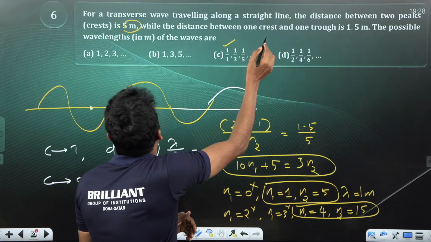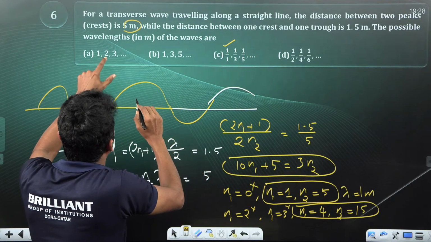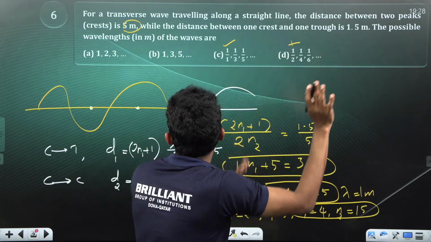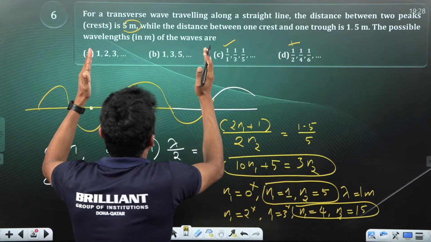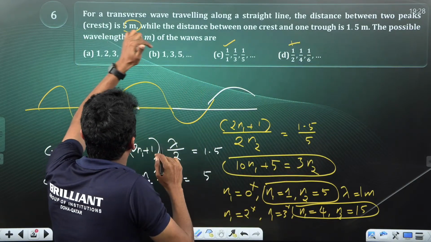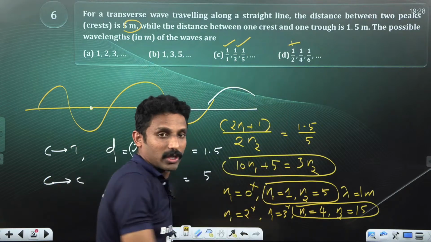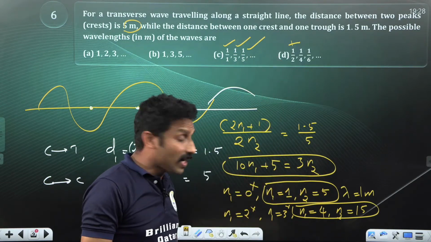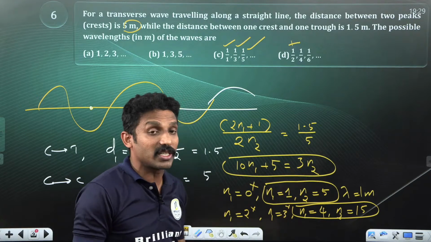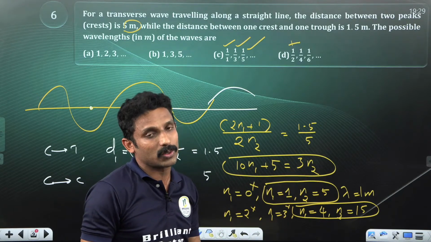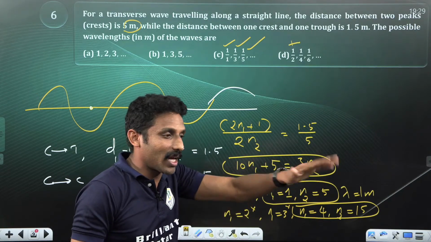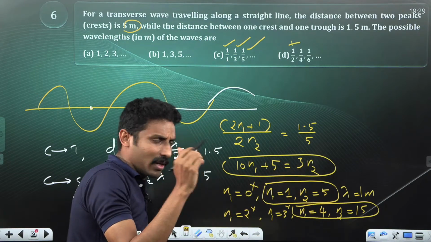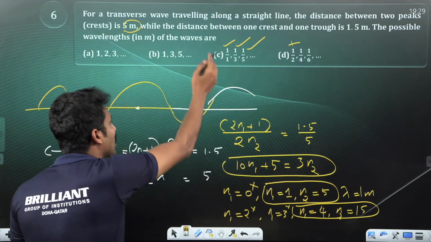The first one is 1, okay, then the second one is not 2, not 3, it is 1 by 3 that we are going to obtain. And automatically the third one is 1 by 5, it corresponds to n1 is equal to 7. So on, the lambda values are possible. Okay, very easily understood. This is option C.